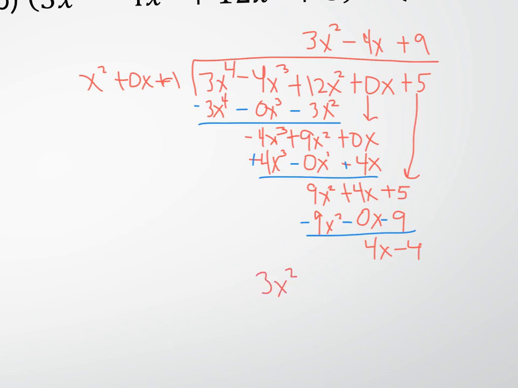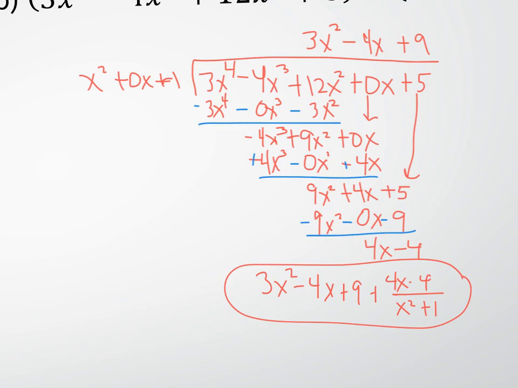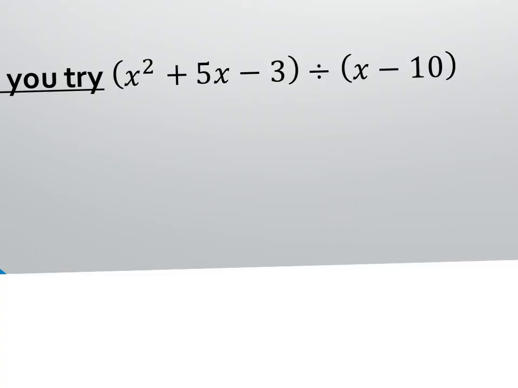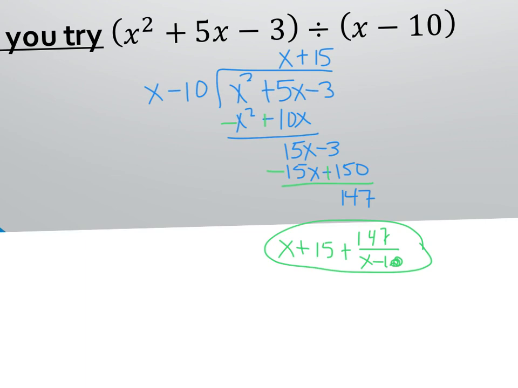3x squared minus 4x plus 9 plus, remember, whatever's left over over whatever we divided by. So our final answer is 3x squared minus 4x plus 9 plus the fraction 4x minus 4 over x squared plus 1. Take a minute or two and try the example you tried. Hopefully you found x plus 15 plus 147 over x minus 10 to be your answer.